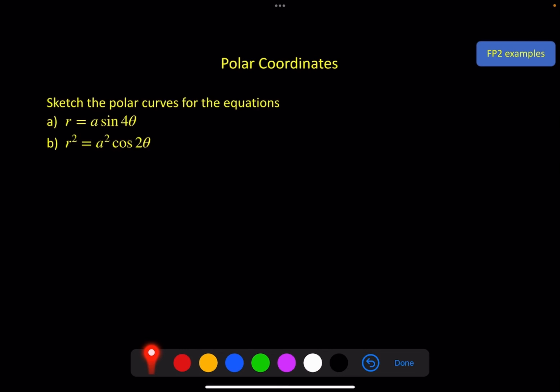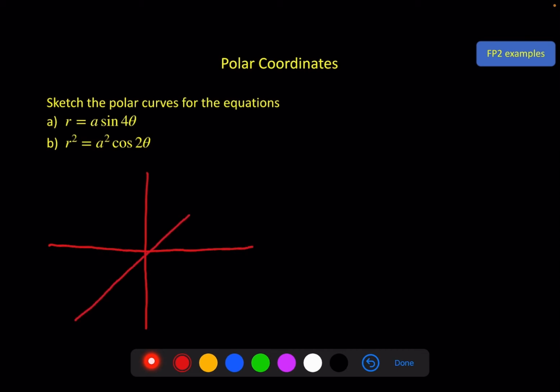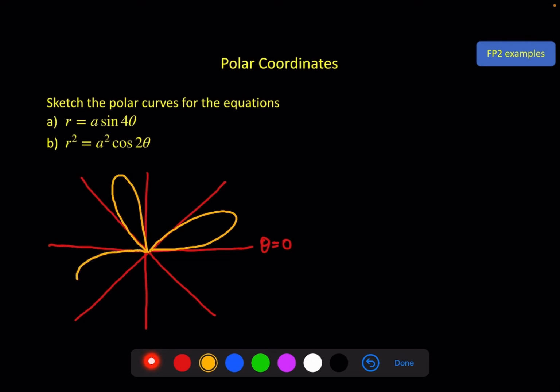Here we have a couple of examples then. Sketch the polar curves for the equations r equals a sine 4 theta. So I need 4 loops. So I'm going to split this into 8 sections, where down here theta equals 0. And I know sine is positive in the first section. So here we have a loop, and then we won't. And then here we will, and then we won't. Here we will, then we won't, and here we will. And each of these, although I haven't drawn it very accurately, each of these is a.